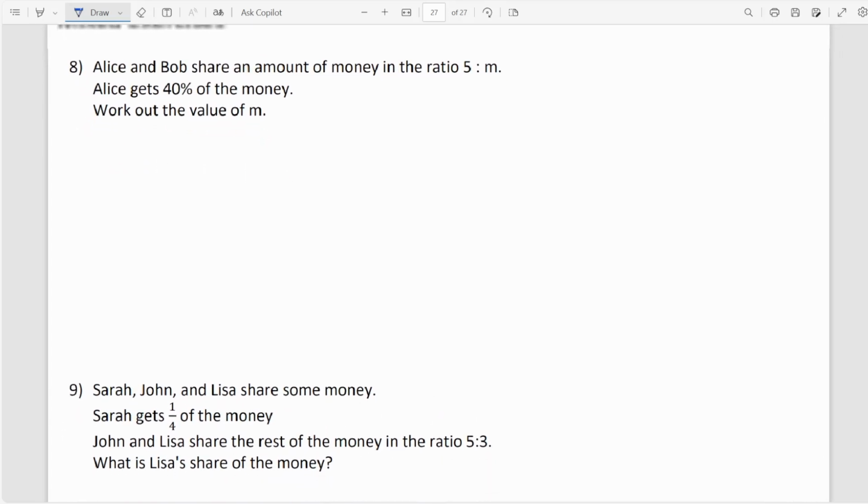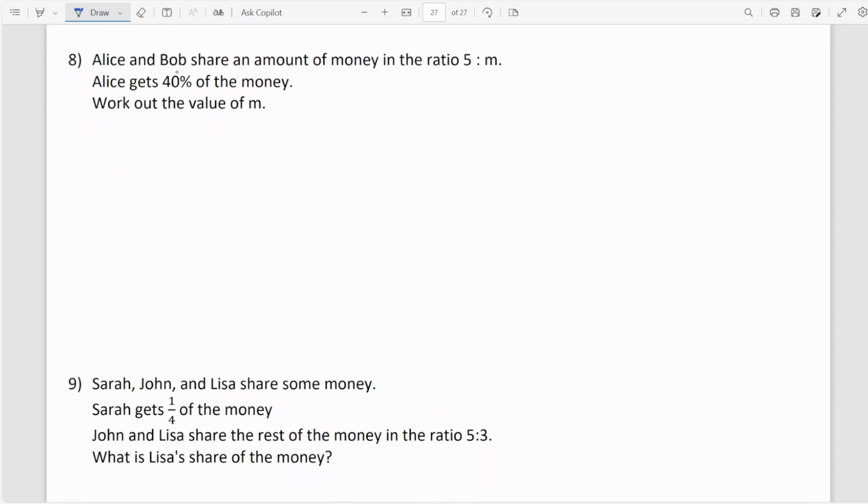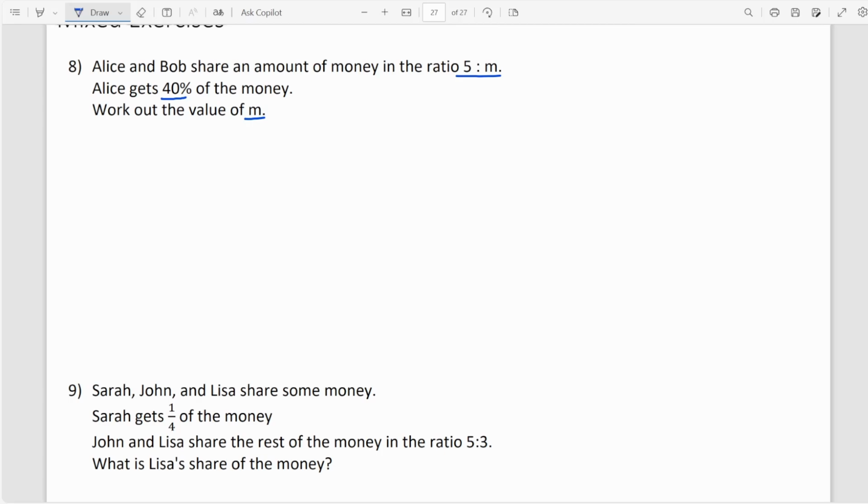Okay, let's take a look at question 8. Alice and Bob share an amount of money in the ratio 5 to m. Alice gets 40% of the money. Work out the value of m. So this is actually an easy question, but sometimes students might get confused by the wording.